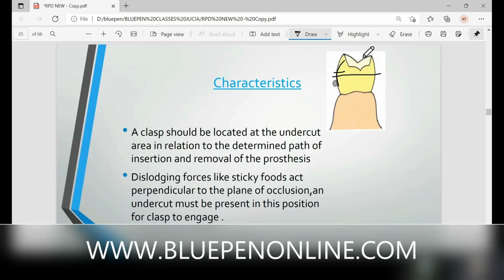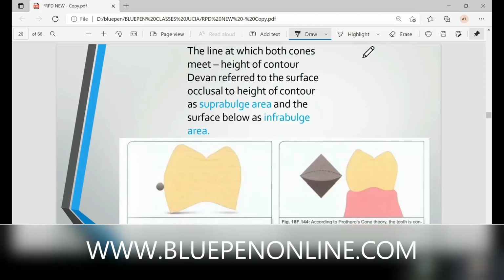Now, that is an effort. So that is importance. That's why we always place our clasp arm below this undercut region. I mean below this height of contour in the undercut region, so that it will be in a better position and these dislodging forces can't pull it out. Okay, that's a very important thing about the clasp placement.